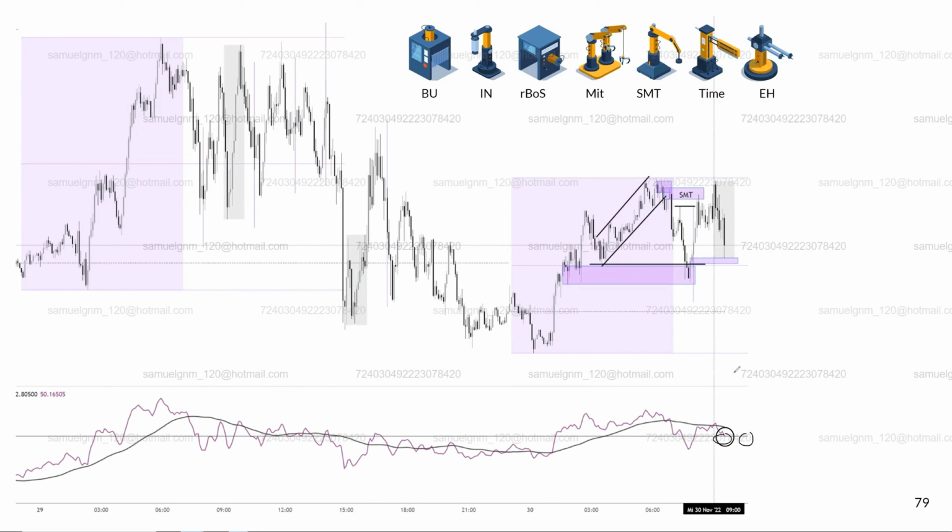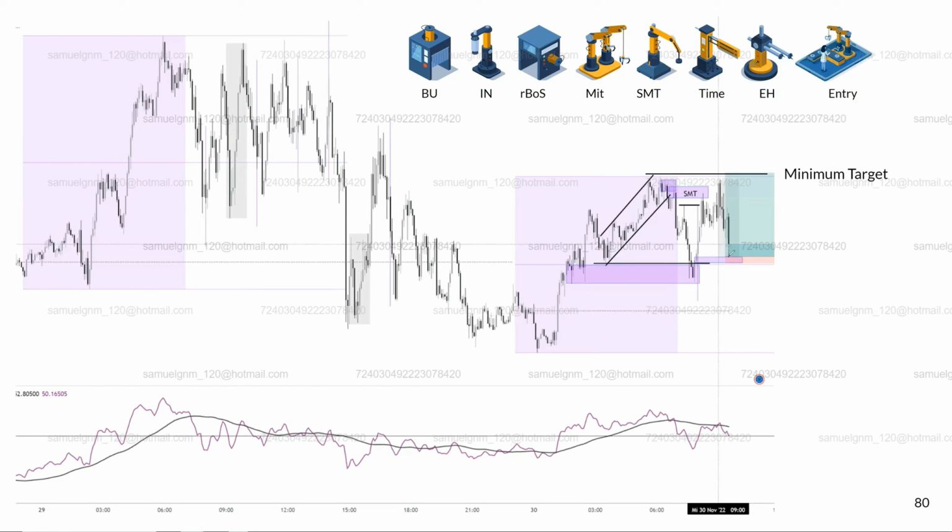And of course, that's when it taps into our M1 mitigation zone. So build up, check. Inducement, check. Relevant breakup structure, check. Mitigation, check. Smart money trap, check. False reaction of smart money trap, also check. Timing, here and here, still in perfect time window, check. Entry helper, check. Juicy. What's the last point missing? Of course, the limit order, which should have weighted down in here, right?